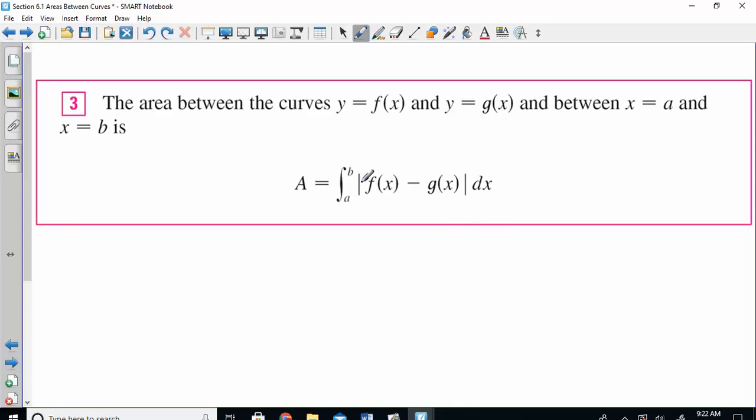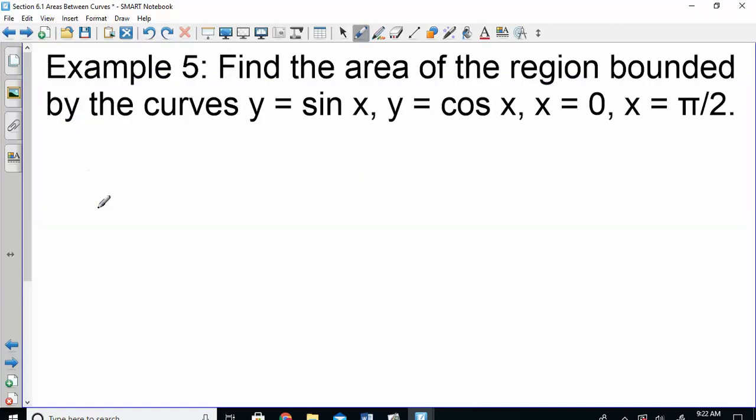I already kind of mentioned this, that area has to be positive. So if you got confused and you couldn't figure out which one was on top, technically it wouldn't matter, just if you get a negative at the end, the area is the absolute value, so the area would have to be positive. So we can always fix it like that if we make a mistake.